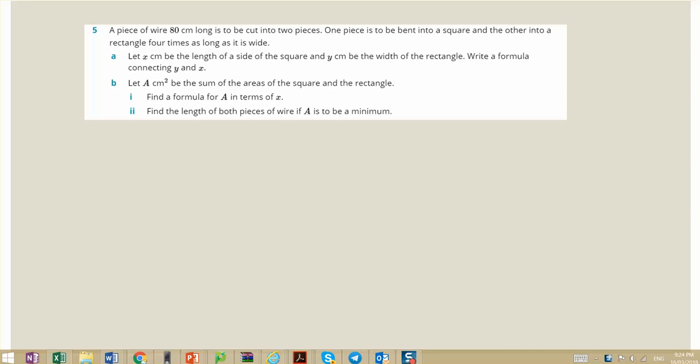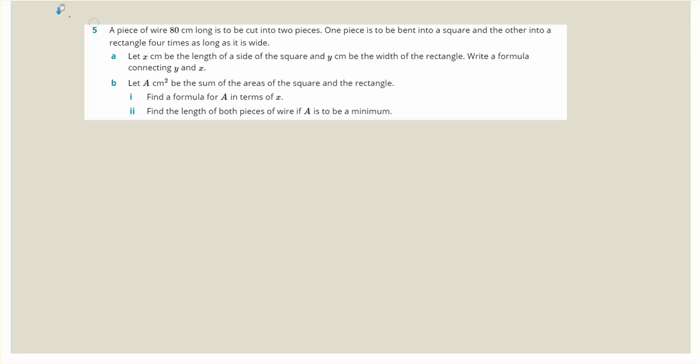This is for year 11 methods. We're going to look at an application question from exercise 3L. So the scenario is, we've got a wire which is 80 centimeters long and it's cut into two pieces. One piece is to be bent into a square and the other a rectangle, 4 times as long as it is wide. Now we're letting x be the length of the side of the square and y be the width of the rectangle.